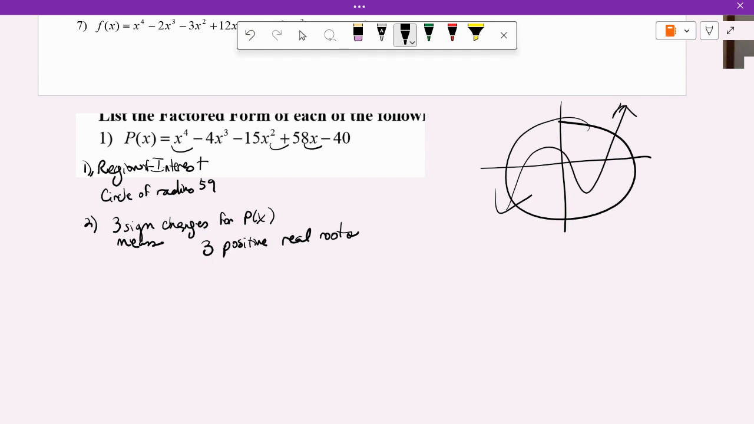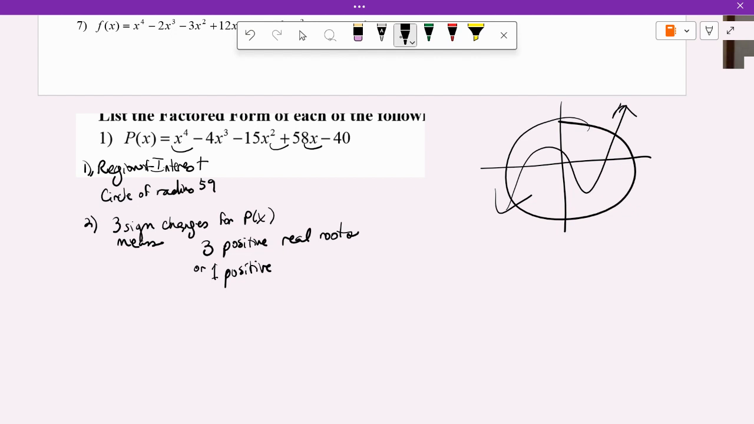What's an even number? 2, 4, 6, right? So three possible positive real roots, or less than that by an even number. So what's 3 minus 2? So, or 1 positive real root. And what happens if I subtract 2 again? What is 1 minus 2? It's negative, so we're done. So according to Descartes' rule of signs, since there are 3 sign changes for P of X, that means there are either 3 positive real roots or 1.